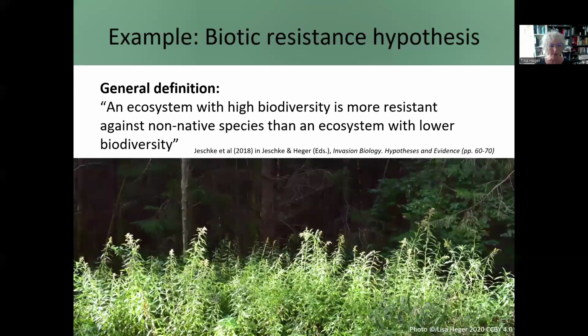So, for example, this goldenrod in the foreground of this picture you can see here is an invasive species in Europe, and it will more easily establish in a very species-poor ecosystem, as, for example, the spruce monoculture in the background, as compared to a forest that has a very high diversity. That's the hypothesis.